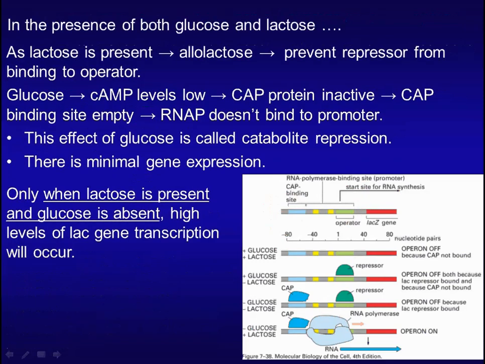When both lactose and glucose are present, both proteins do not bind DNA. As in this case, there's a minimum gene expression. Only when lactose is present and glucose is absent, a high level of gene expression will occur, as shown in this case. When lactose is present and glucose is absent.